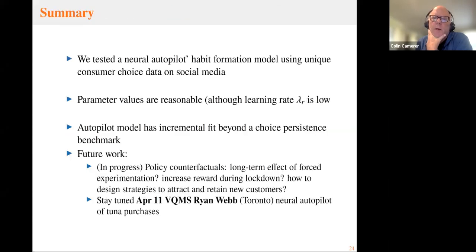Okay, and just a summary, we tested this neural autopilot model. It has a lot of moving parts and a lot of things that you can toggle and try to understand better. Thanks for your questions on that. The parameter values are okay, I would say, although the learning rate is lower than I would have guessed. We would have guessed 0.1 or something like that instead of 0.01. And there's some incremental fit beyond the choice persistence benchmark. We are still looking at these counterfactuals, and looking forward to Ryan's talk about tuna.